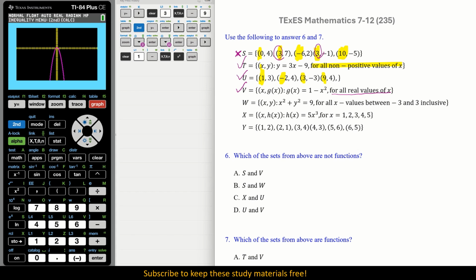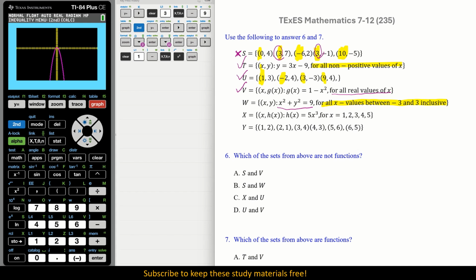I can tell you right now by looking, that's the form of a circle, and a circle, regardless of what it says over here, I don't care what it says. That is, if it includes the -3 or 3 or not, that's what that means. Where it says inclusive, I don't care. It's a circle. Circles aren't functions, okay?